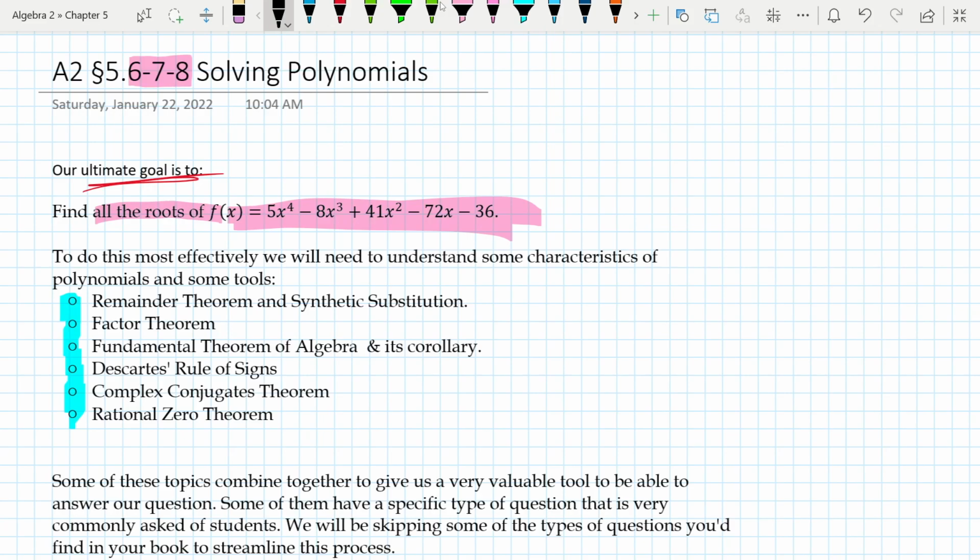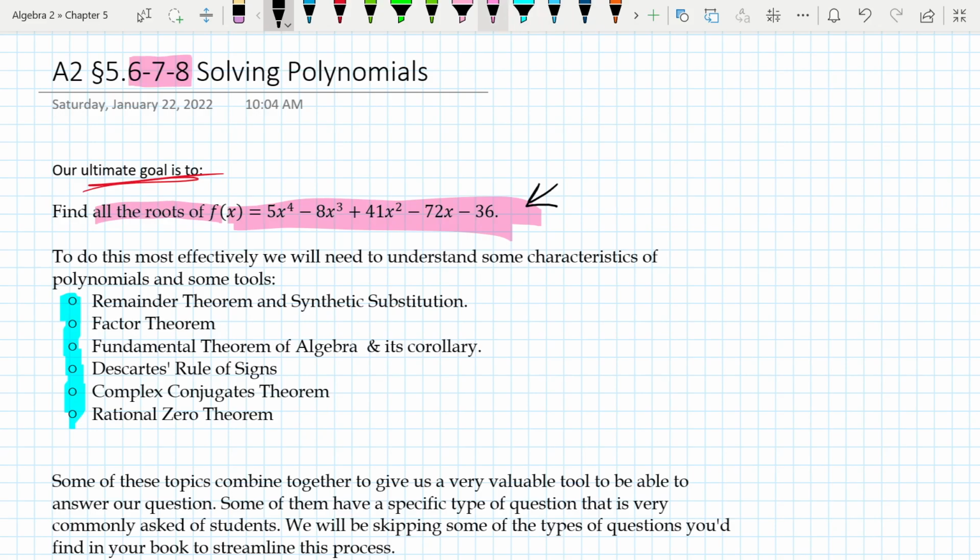Okay, so some of these things we combine together to come to a really neat conclusion or tool for what we want. Some of them we use directly as they are designed, and that helps us try to find the solutions to this polynomial. Because one of the problems is that it really could be any number at this point, right? We could guess and check all of them, but that might not be the best way of doing it.